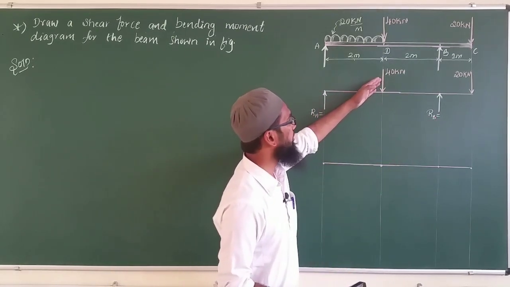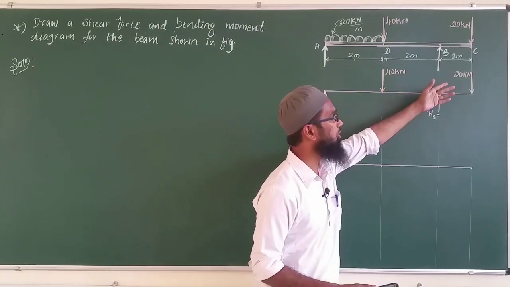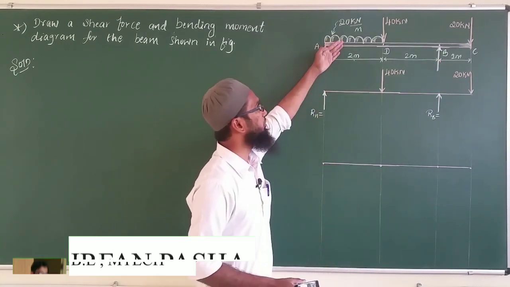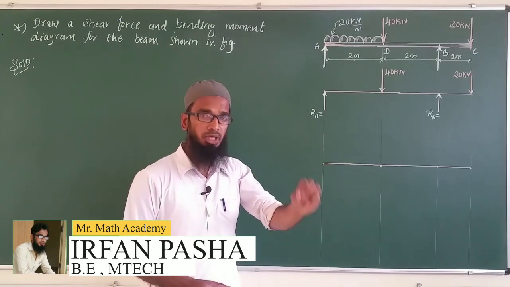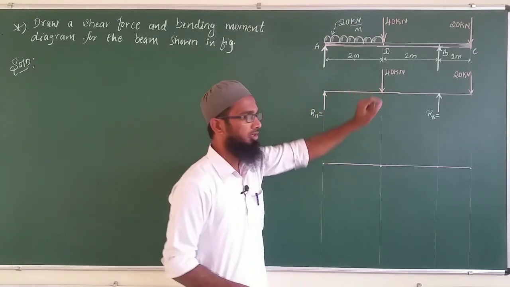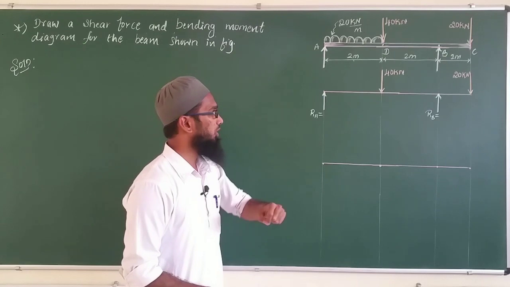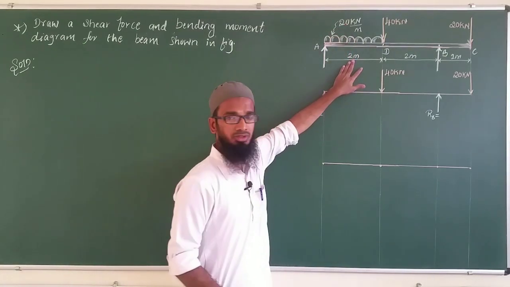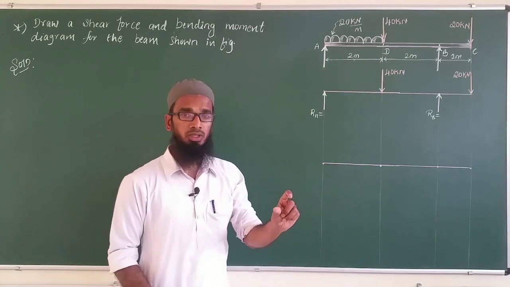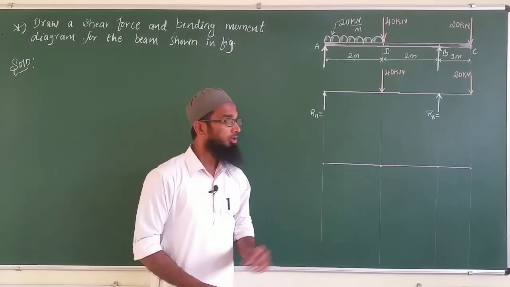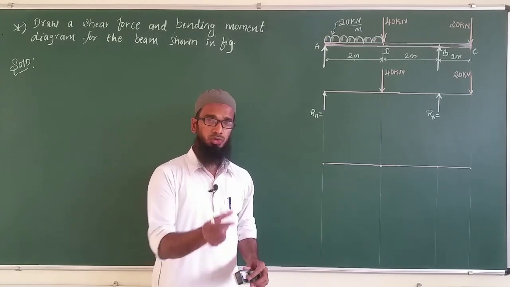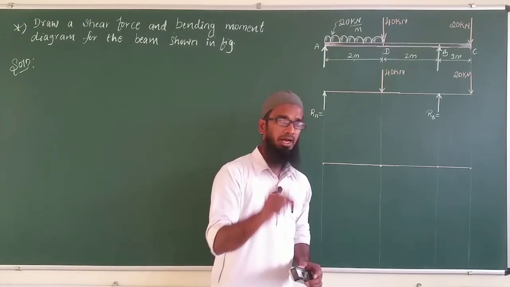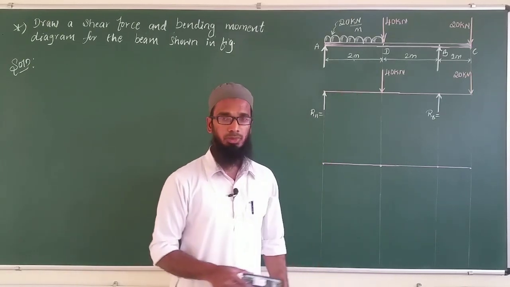Now the 40 kilonewton is a point load, and the 20 kilonewton is also a point load. I need to convert this UDL of 20 kilonewton per meter, for a given length of 2 meter, into a point load. We multiply 20 kilonewton by 2, because for 1 meter the load is 20 kilonewton but the total length is 2 meter. So it becomes 20 into 2, that is 40 kilonewton acting on this member.